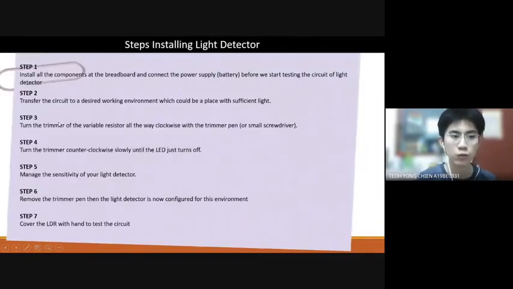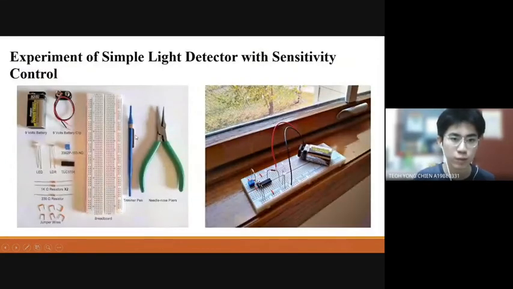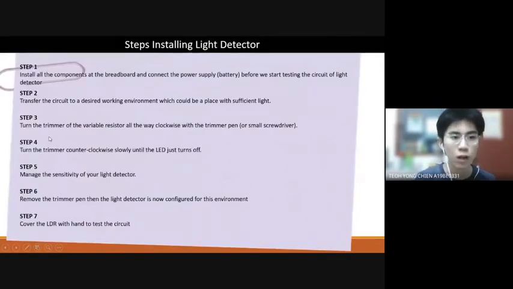Okay, step 3, we'll turn the trimmer of the variable resistor all the way clockwise with the trimmer pen or a small screwdriver. This one, trimmer pen. Okay, step 4, we'll turn the trimmer counterclockwise slowly until the LED just turns off. And then step 5 will manage the sensitivity of the light detector before we start testing it.